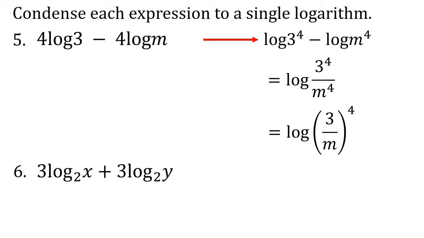For number 6, 3 log x base 2 plus 3 log y base 2. They have the same base, so there will be no problem. You cannot combine two logarithms with different bases. If they have the same base, there's no problem. So this can be expressed as addition, so 3 log of xy base 2. So multiply x and y.